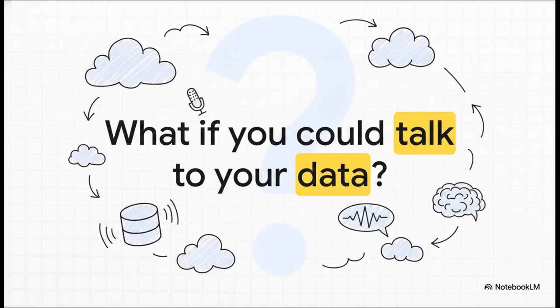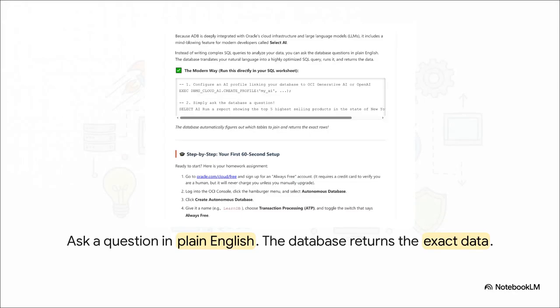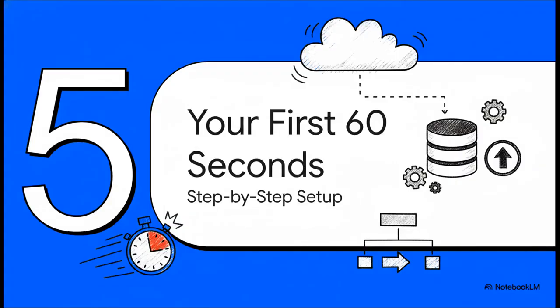All right, hold on, because this is where things get a little bit sci-fi. Instead of writing all that complicated code, what if you could just ask your database a question? In English. Well, check this out. This is the new Select AI feature. You can literally just type a question in plain English, like, show me the top 5 highest selling products in New York, and the database uses AI to translate that into a perfectly optimized SQL query and gives you back the exact data you asked for. It's unreal.